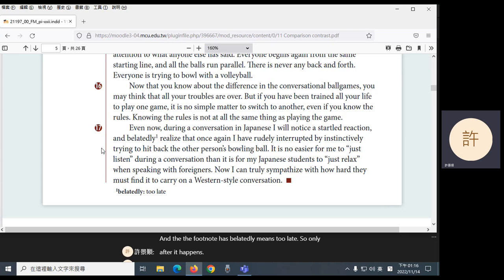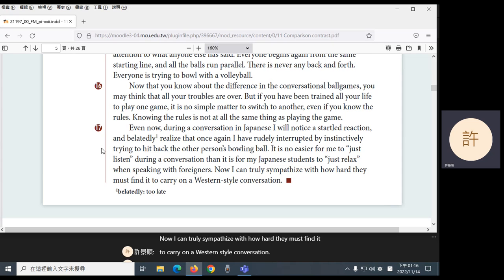It is no easier for me to just listen during a conversation than it is for my Japanese students to just relax when speaking with foreigners. Now I can truly sympathize with how hard they must find it to carry on a Western-style conversation.